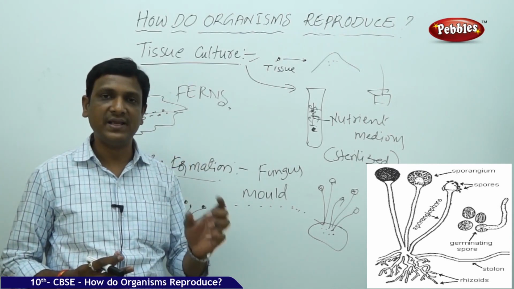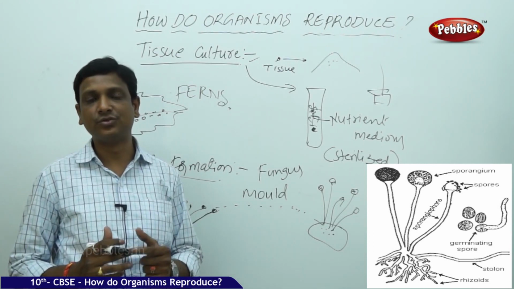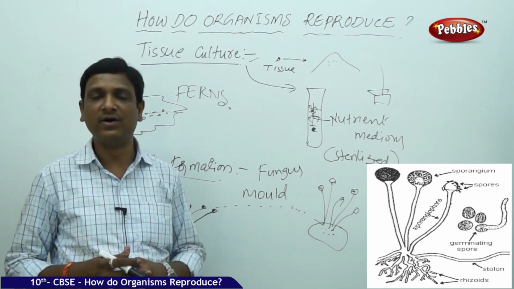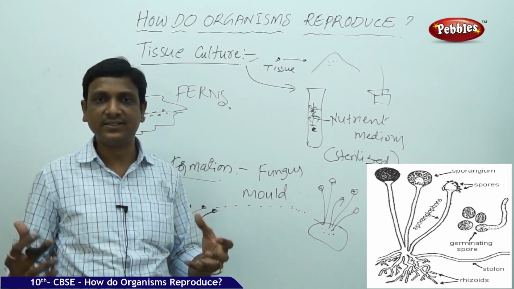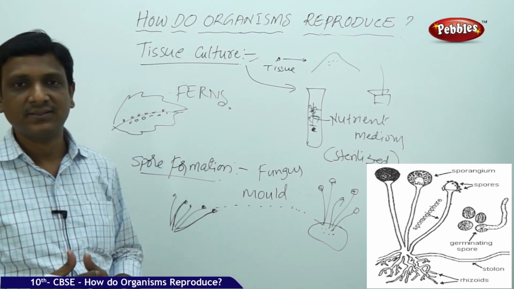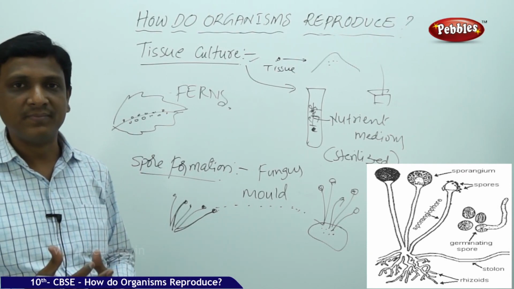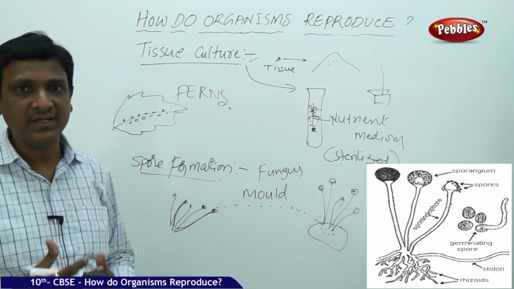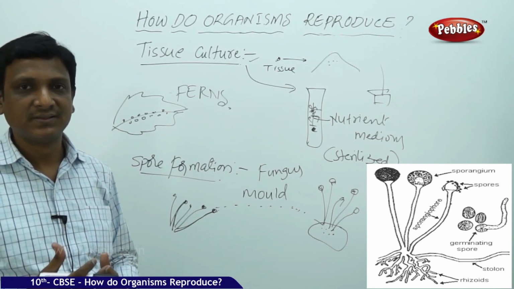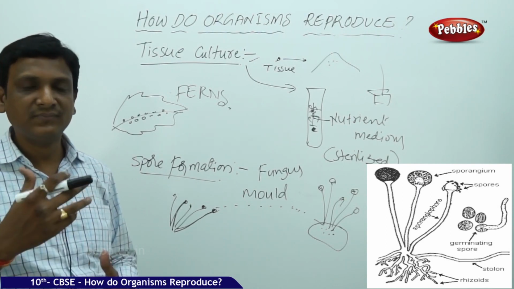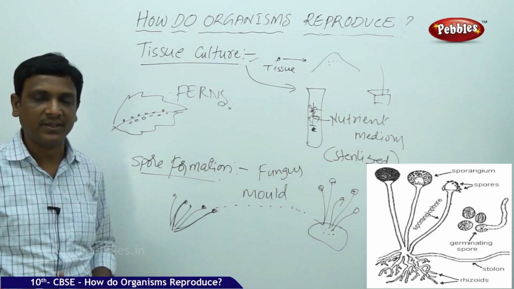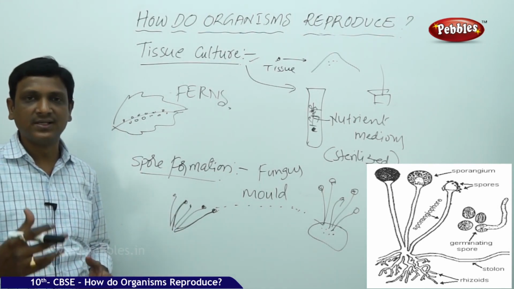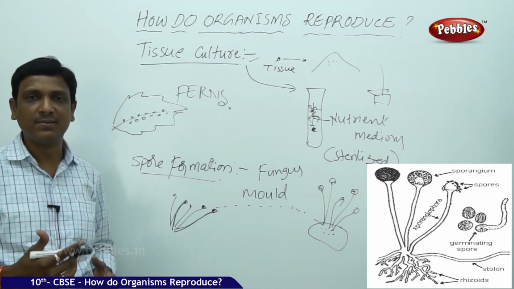Sexual mode: male gamete and female gamete fuse together to form a zygote which develops into a young one. This is a more advanced one where DNA recombination takes place, and the young ones that come have very high possibilities of variations, and the process of evolution is possible mainly because of this sexual reproduction. Let us see how sexual reproduction takes place in plants and animals.